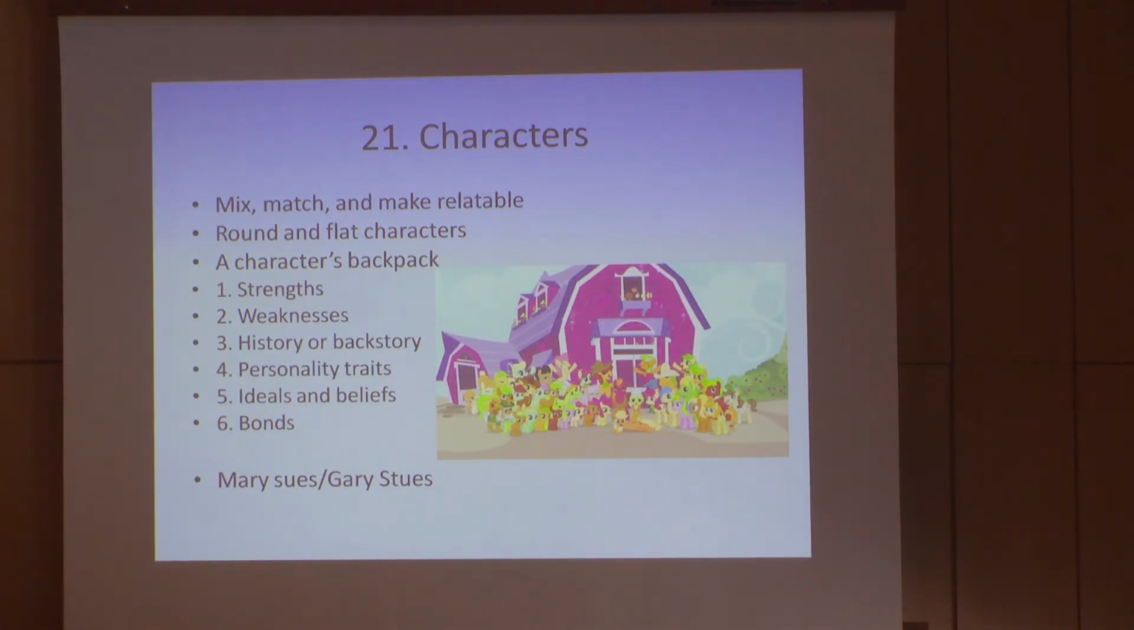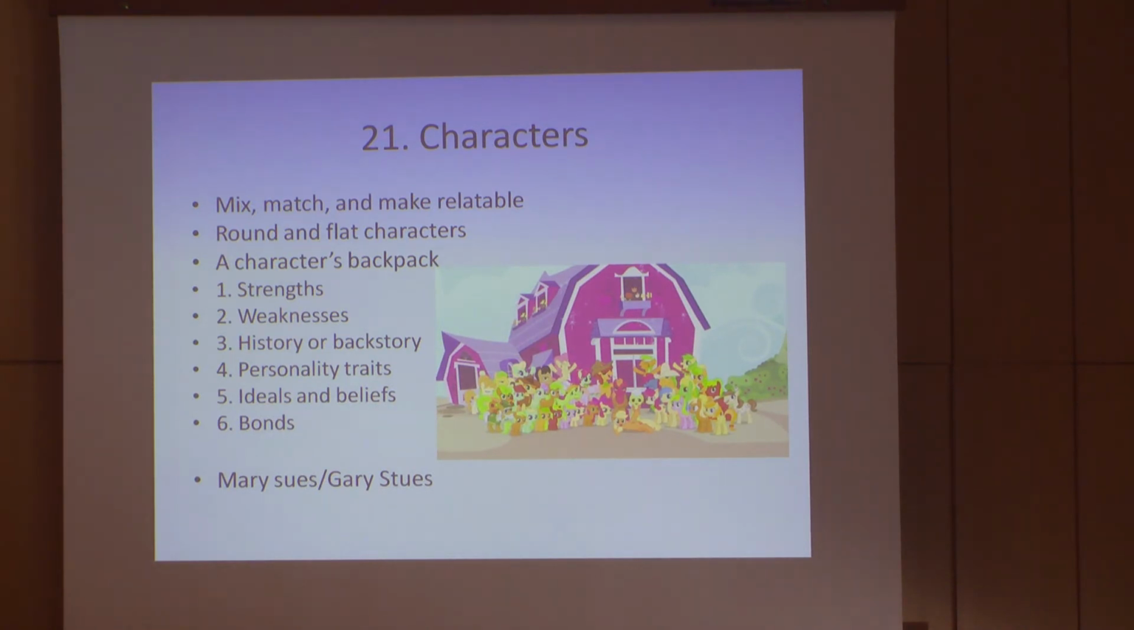There are also ideals and beliefs, and these things run very deep. Ideals and beliefs are like morals, for example, being a natural pacifist, not wanting to hurt anybody else. Then we have bonds. Bonds with places, with people, with family, with Sweet Apple Acres. Or, of course, bonds with a beautiful mare friend.